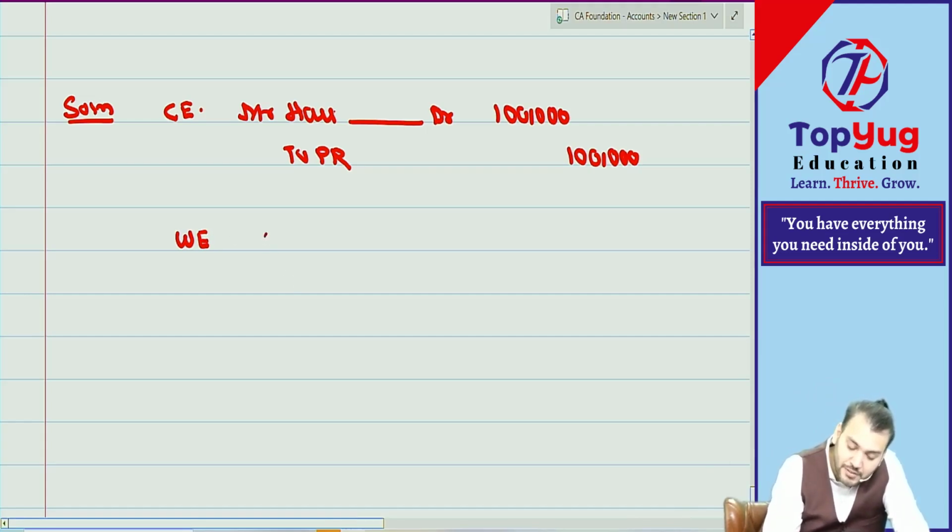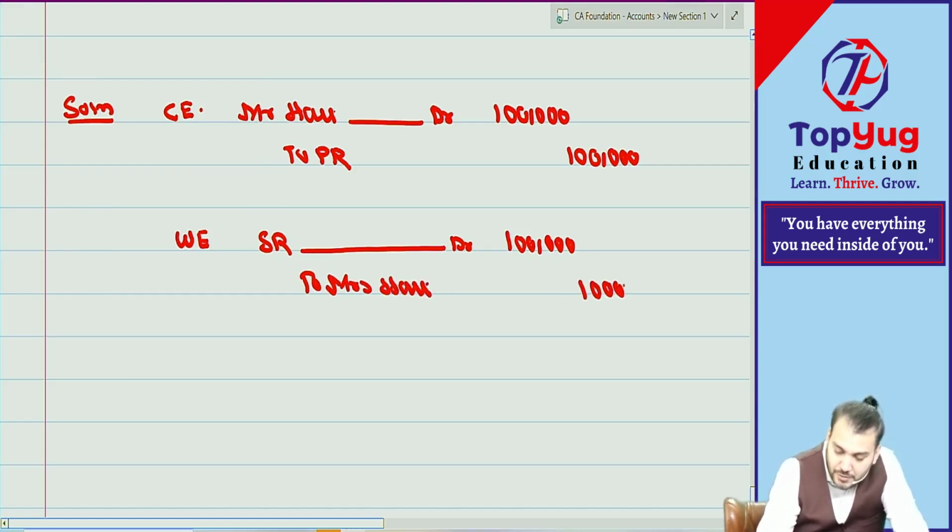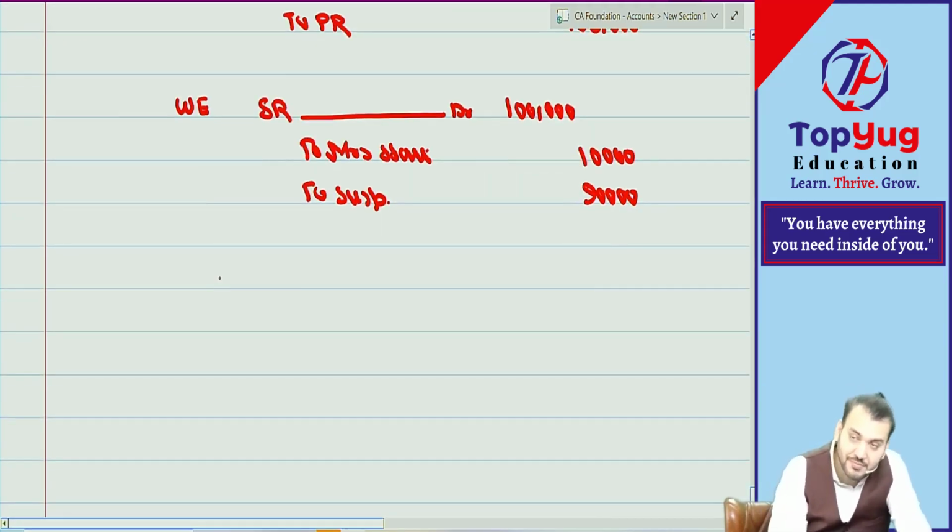Okay, sales return has been debited by what amount? 1 lakh. And Mrs. Hari, debited or credited? Credited. So to Mrs. Hari by what amount? 10,000. To what? Suspense, how much? Everyone has done the wrong entry correctly? How many made a mistake here?